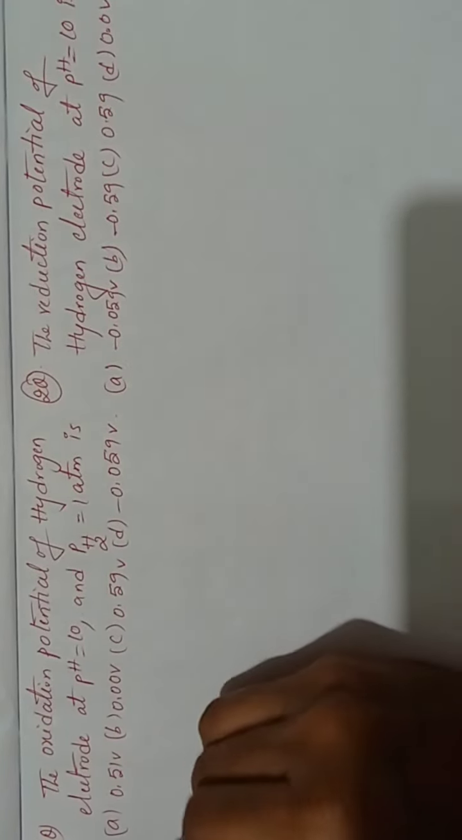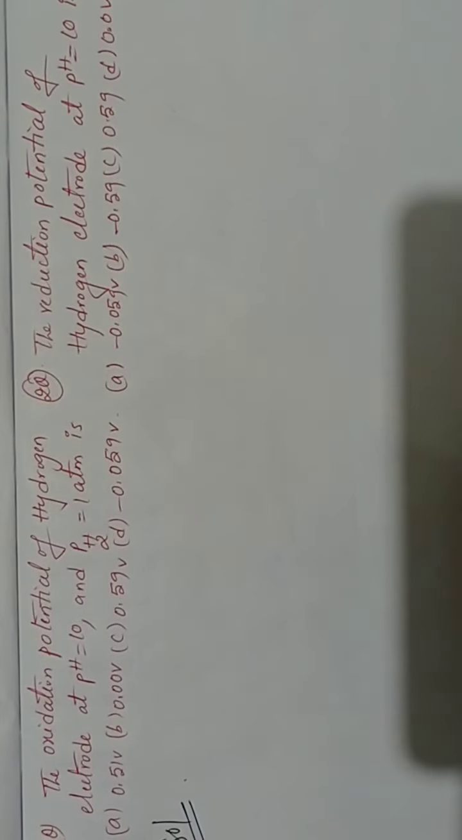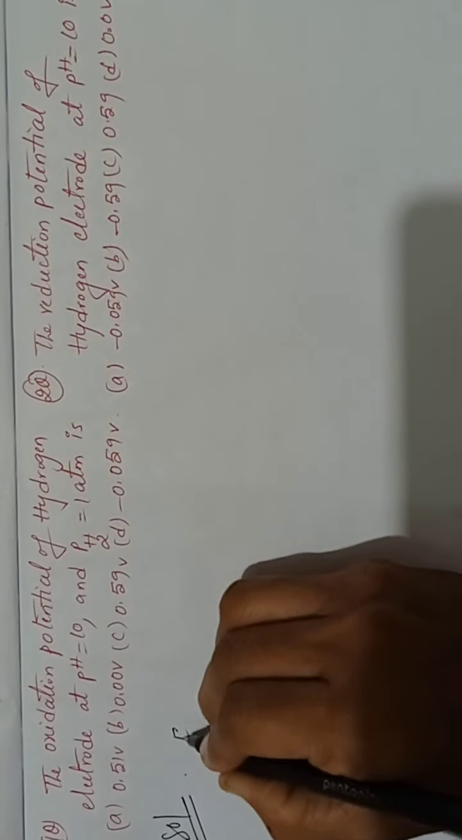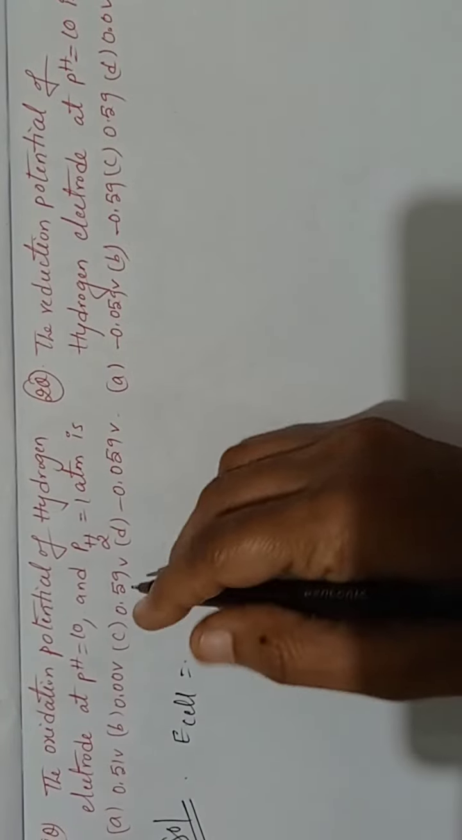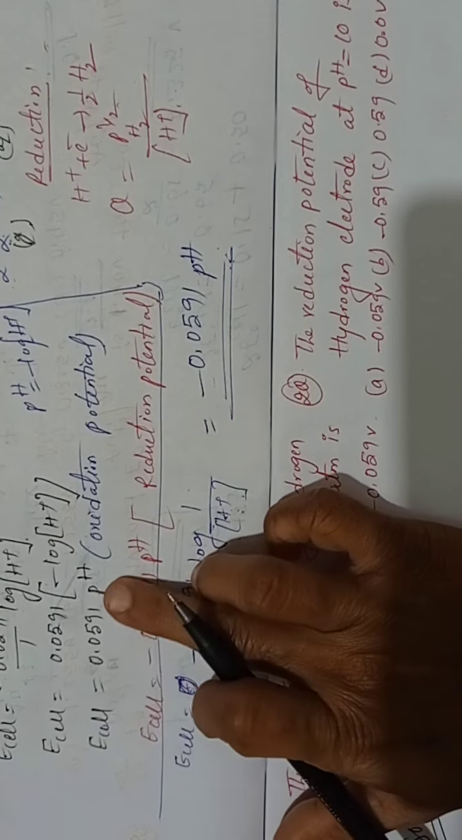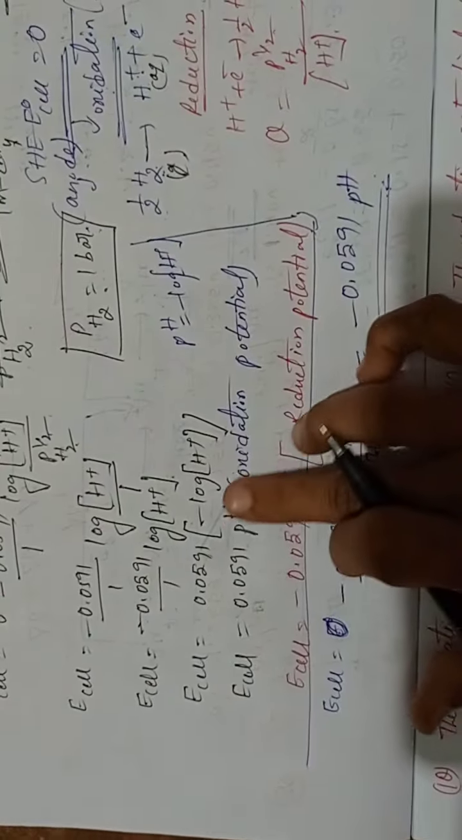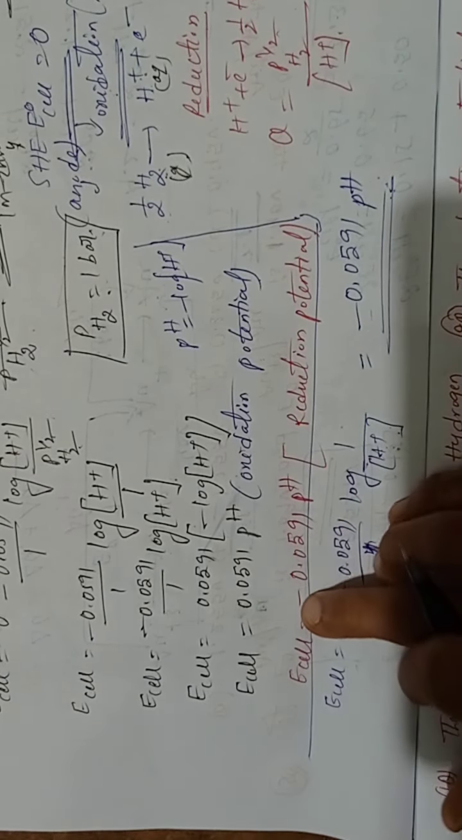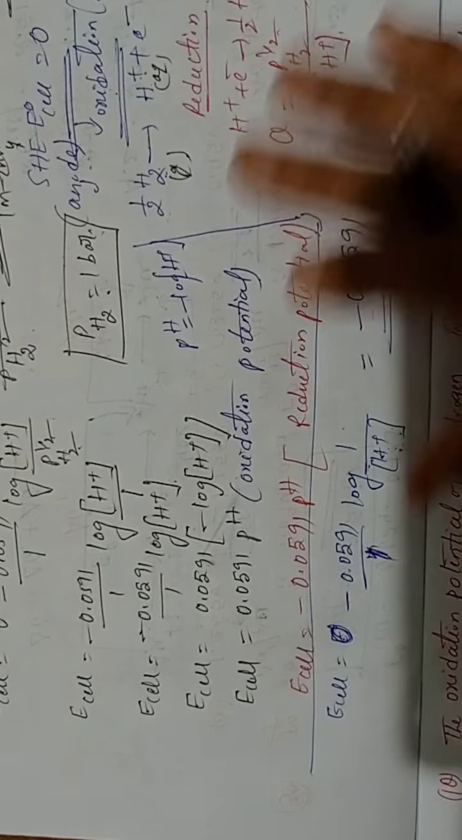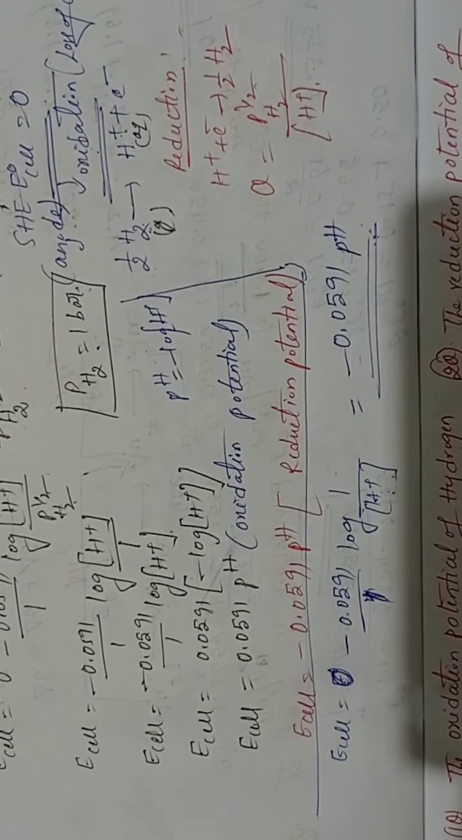Solution. What is the formula, students? E cell is equal to the oxidation potential, which we have to find. So the oxidation potential formula is 0.0591 into pH. That is the oxidation potential. Here we calculated the oxidation potential; just change the sign. This is positive, this is negative, and negative is the reduction potential. That much only. So here is how it came; I discussed it, students. Clear?